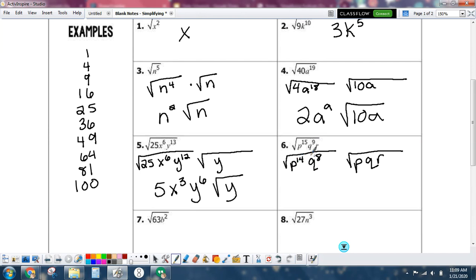So now I can go ahead and divide these exponents by 2. So 14 divided by 2 is 7. 8 divided by 2 is 4. And then I'm going to bring down PQR under my radical. So my final answer is p to the 7th, q to the 4th, times the square root of PQR.